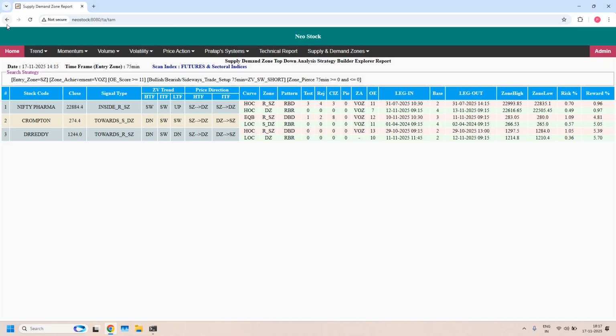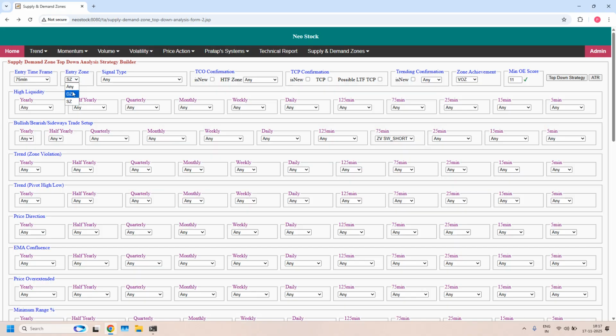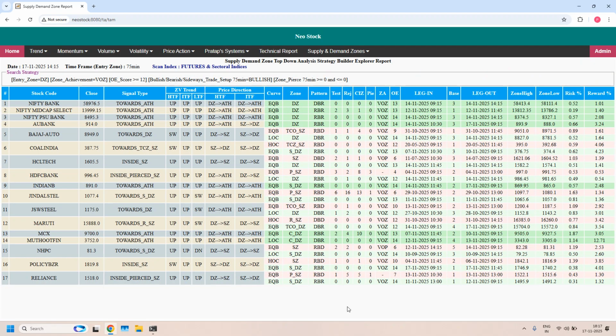Okay, next report, bullish trade setup for weekly income trade. Changes are 75 minutes demand zone, bullish, and minimum odd enhance score should be 12. Let's filter. We got 17 stocks. And all the entry time frame zones are 75 minutes demand zones. So total we got 17 stocks. Out of these 17, 75 minutes demand zones, we should identify high probability trade setup supported 75 minute zones. And we can identify those 75 minutes demand zones based on the 2 strategies that you learned in lesson 27.